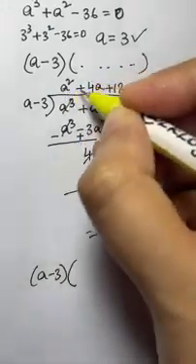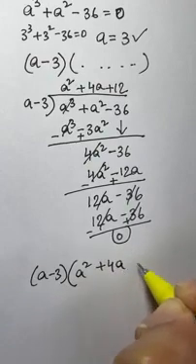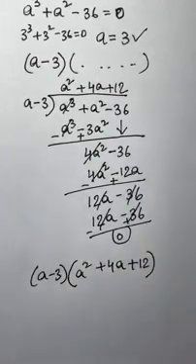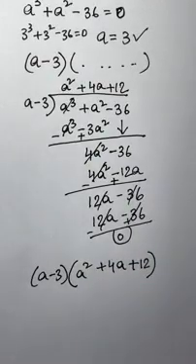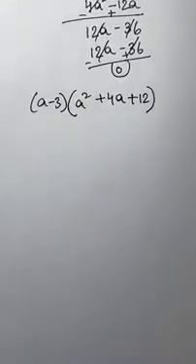What's the quotient which you got? a squared plus 4a plus 12. How easy was that using long division methods? You can also use your identities to solve that.